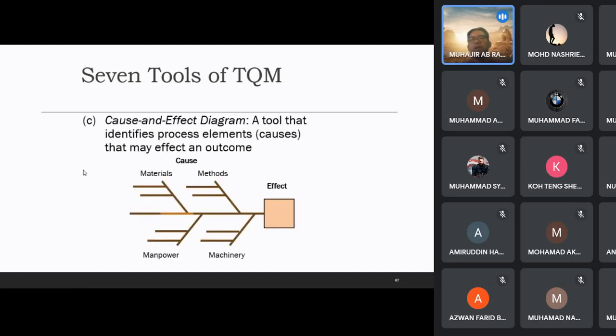This is a cause and effect diagram, or sometimes we call it a fishbone diagram. Okay, so you just come up with some causes. So this is the effect. It might be caused by the material, the method, the machinery, or human power.